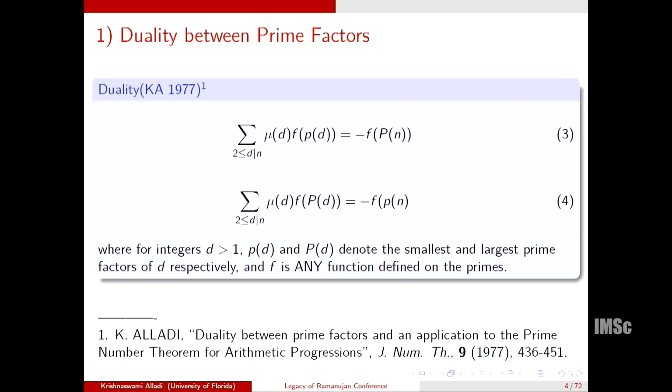So the very interesting duality that I noticed in 1977, actually when I was here in Madras for the summer, that's when I found this, was: you take any function f defined on the primes. Little p of d is the smallest prime factor of d, capital P of d is the largest prime factor of d. So if I sum mu of d, f of the smallest prime factor of d, over all divisors of n which are bigger than or equal to 2, I end up getting minus f of the largest prime factor of n, and vice versa.